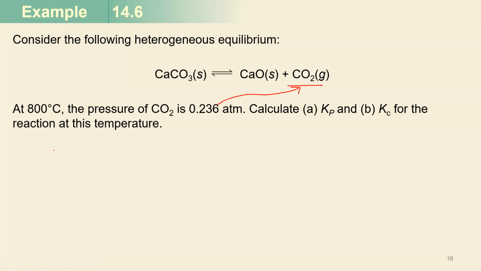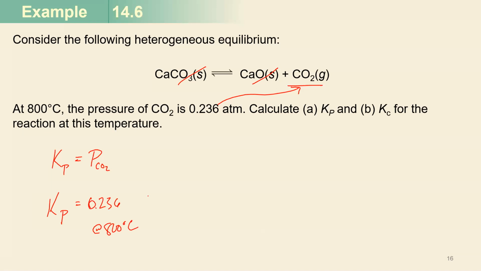If we write out our Kp expression, since that's what it asks for first, Kp is equal to products over reactants. Calcium oxide, that's a solid, we don't need it. Calcium carbonate, that's a solid, we don't need it. It's just equal to the pressure of CO2. And so Kp is equal to 0.236 at 800 degrees C.